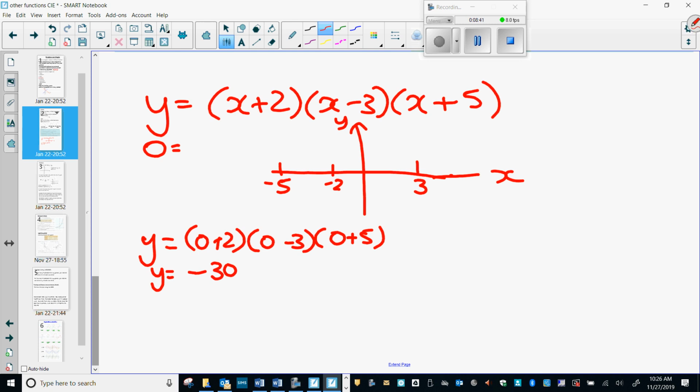Now, this is a really dodgy sketch, but if you're asked to sketch something, really it's not important how you sketch it, it's important that you're showing these kinds of values. So if I knew it crossed the y-axis at -30, all I needed to do is do this. I can show it crosses the y-axis at -30. My scale doesn't have to be beautiful.